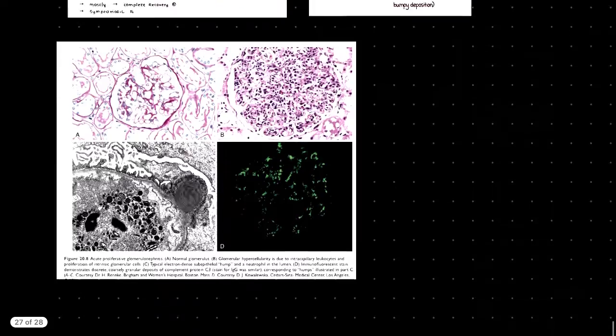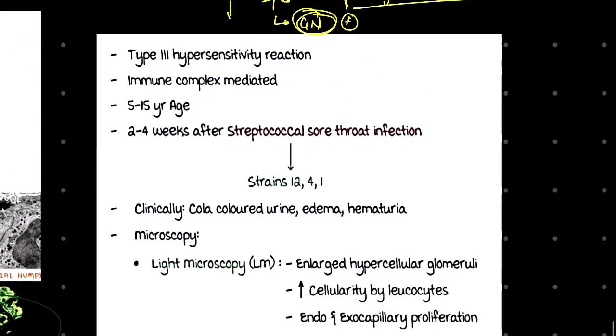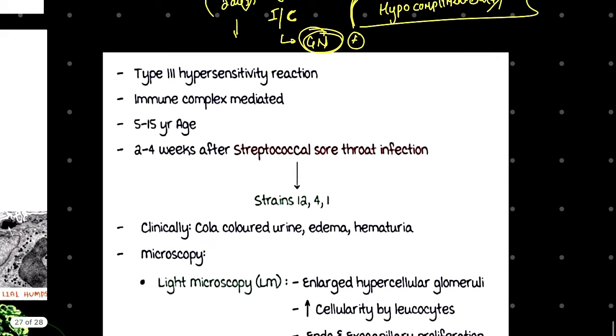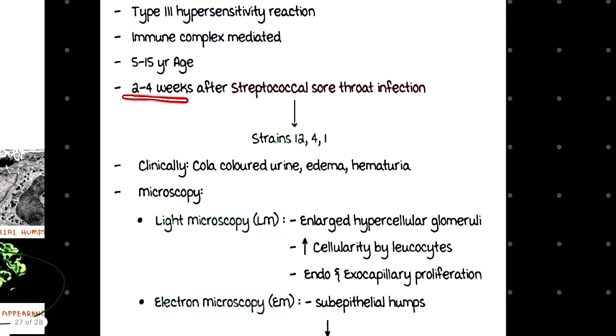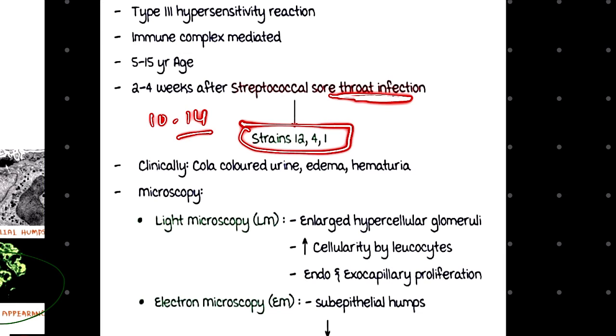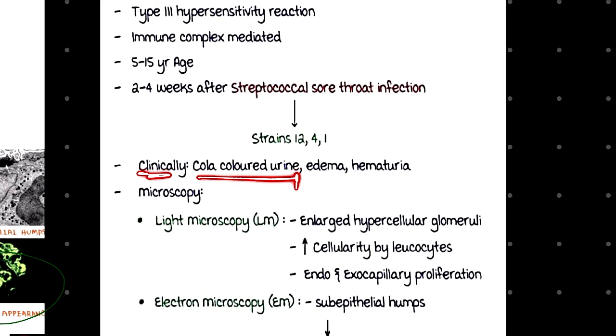So here, I would like to revise the same thing again. It is a type 2 hypersensitivity reaction. It is immune complex mediated, and it occurs mainly at 5 to 15 years of age, that is the pediatric age group, and it occurs 2 to 4 weeks, that means 10 to 14 days as we mentioned, after a sore throat. There will be the clinical manifestation of glomerulonephritis, and it is mainly caused by strains 12, 4 and 1. Clinically we'll find cola colored urine, edema, especially ocular edema, and hematuria.